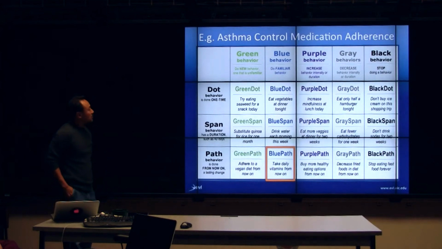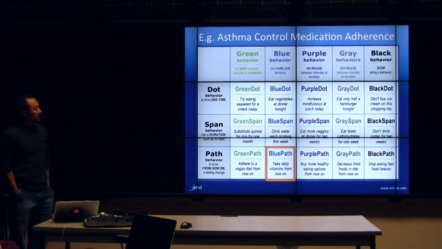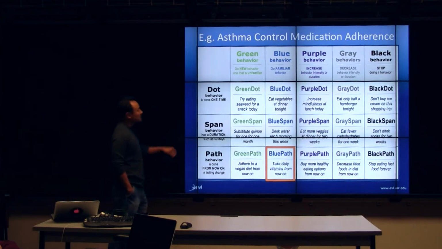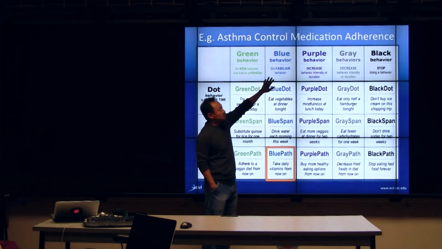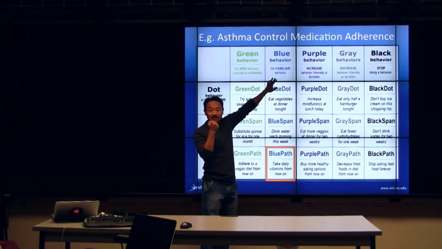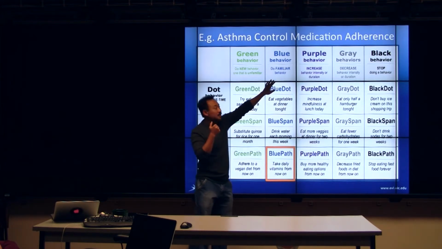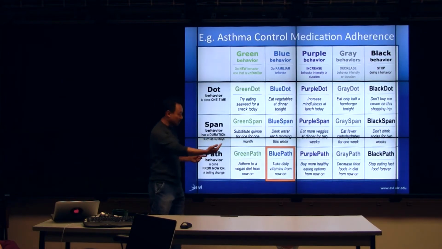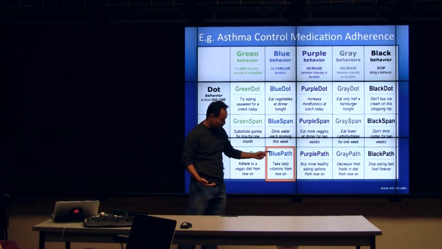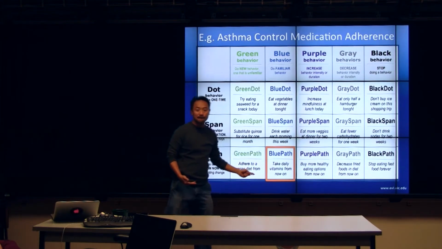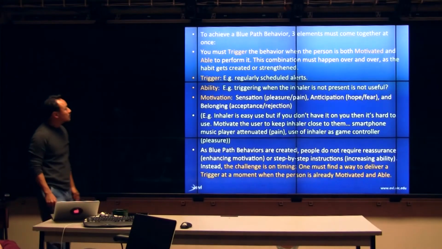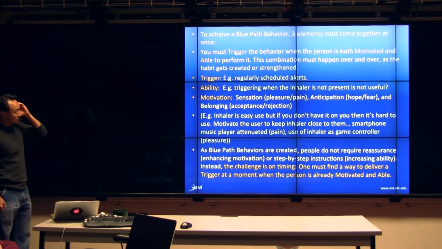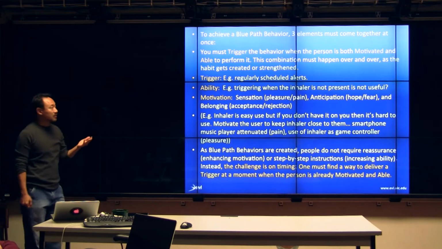So, starting again with Fogg's table, basically the kids are trying to do a familiar behavior. They know how to use this asthma device, right? They know they're supposed to do it regularly. What they have to do is basically keep doing it indefinitely from now on. So that fits under the blue path behavior, which is somewhat similar to take daily vitamins from now on. Okay. To achieve the blue path behavior, 3 elements must come together, right?